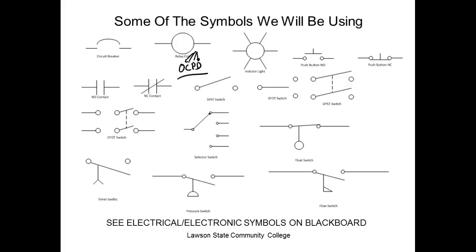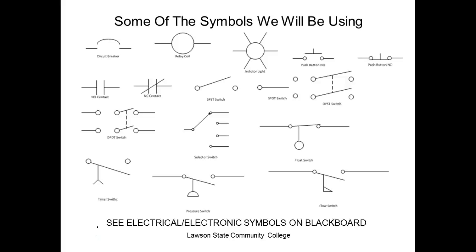I drew that under the relay. The circle is a what? It's a relay. Cool. And of course, what's the next one? Indicator light. What's the next one? Momentary contact, push button, normally open. What's the next? Push button, normally closed. Then we have what we call contacts.